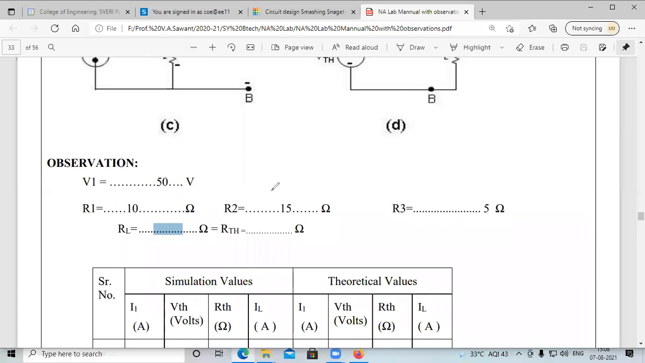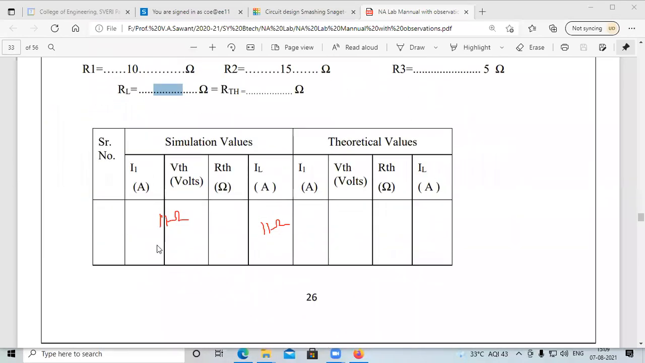So see here, the value of RL is equal to 11 ohm. The value of RTH is equal to 11 ohm. Okay. So see, then the value of current I1. I1 can be shown in the first one.